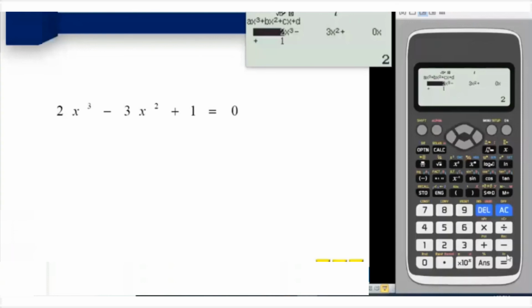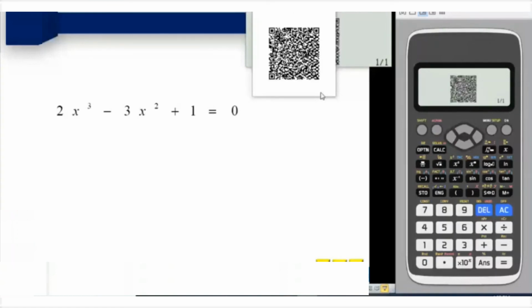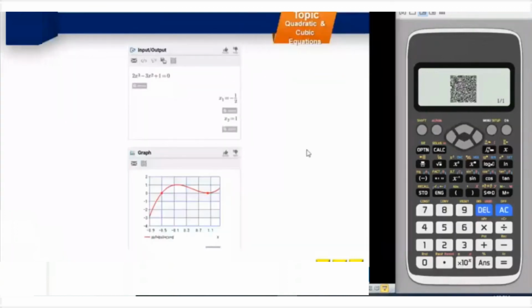So if I wish to generate the QR code and visualize it, I will press shift and option. I realize that this is the QR code. I scan the QR code and I got this. See, the two solutions I was achieving were x is minus half and x is 1. There was no third solution.